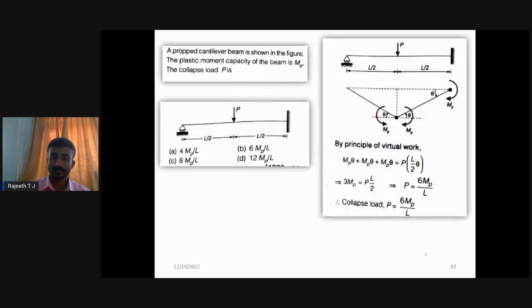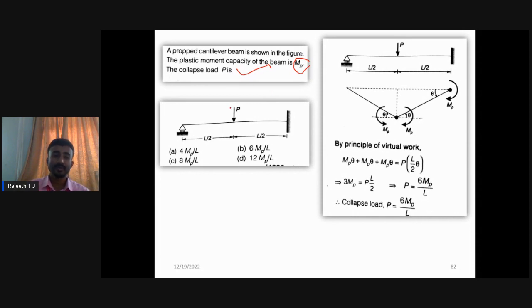Next, this is one more important problem on plastic analysis. I will discuss this first problem in detail. A propped cantilever beam, as shown in the figure, has plastic capacity MP. What is the collapse load? In the exam, they will give different types of beams, and they will ask for the moment capacity or the plastic collapse load.